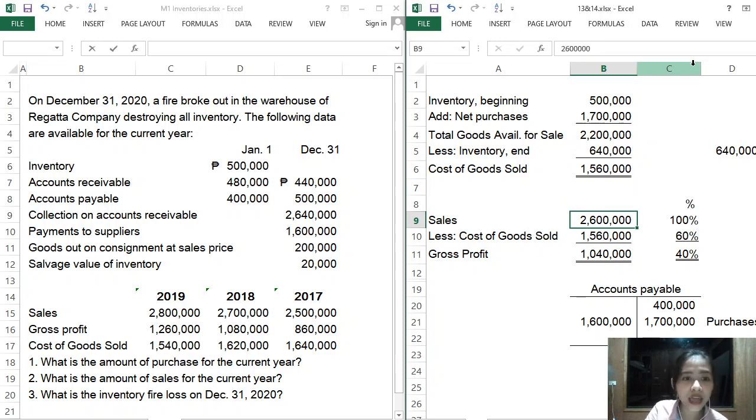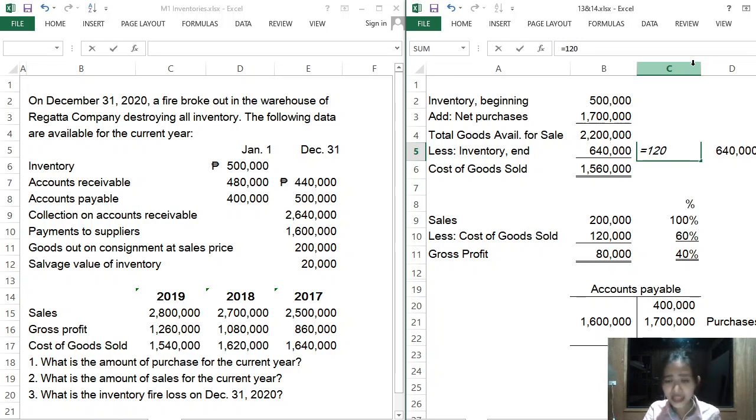So, i-compute muna natin how much is the cost. Kung 200 ang sales price, 60%, that's 120 na cost. So, yung naiwan pala is 120 na naka-consign at cost. Lagi tayong at cost, right? Plus, the 20,000 salvage value. Ibig sabihin yung inventory na na-save natin from fire. Therefore, may naiwan na 140,000.